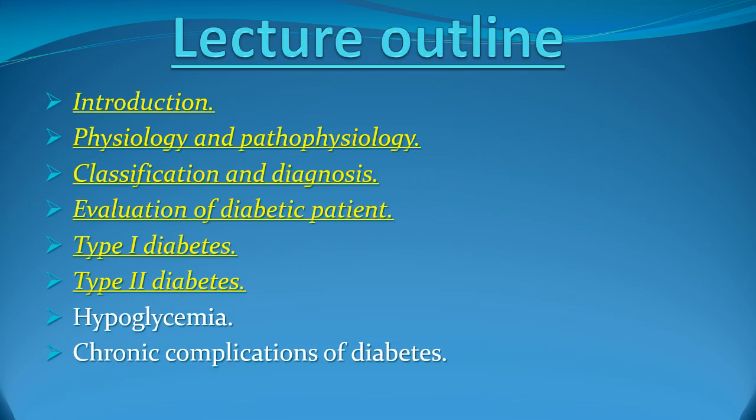These are the topics that were previously discussed in the past 4 lectures: introduction, physiology and pathophysiology, classification and diagnosis of diabetes, how to evaluate a diabetic patient, and we spoke in full detail about type 1 and type 2 diabetes, including the treatment options and the devastating metabolic complications which occur in type 1 diabetes, which is diabetic ketoacidosis, and the corresponding devastating metabolic decompensation which occurs in type 2 diabetes, which is non-ketotic hyperosmolar syndrome.